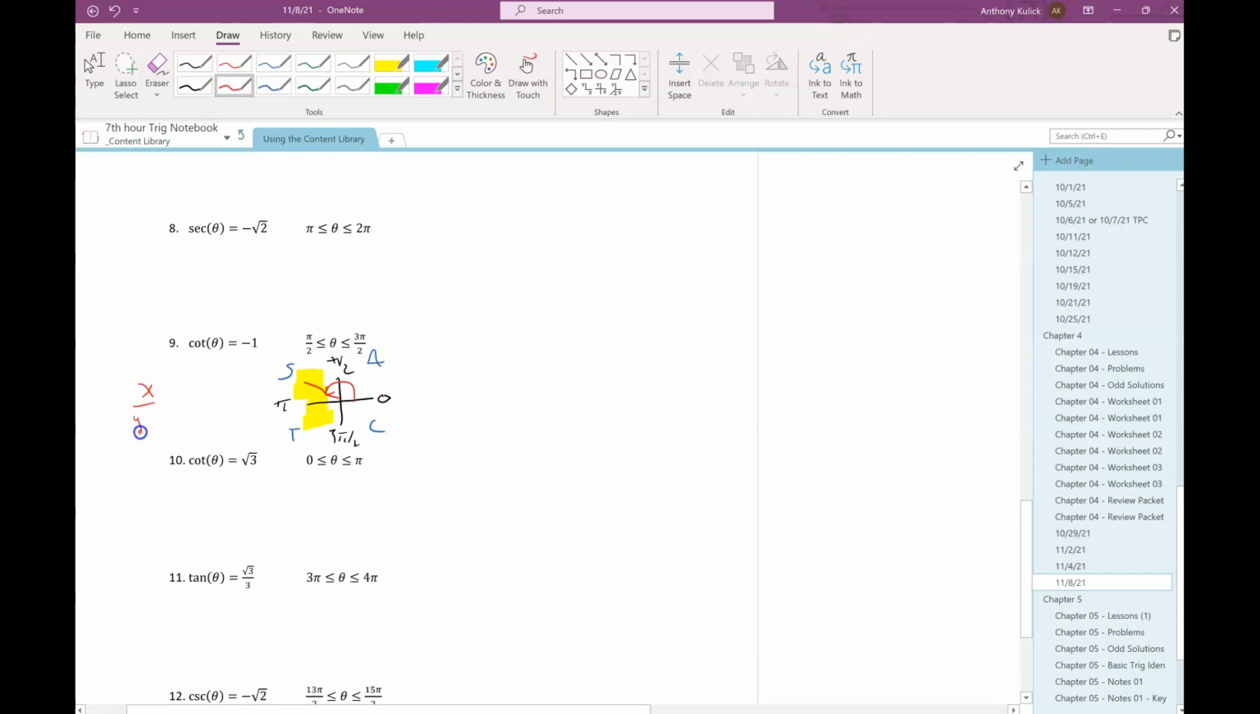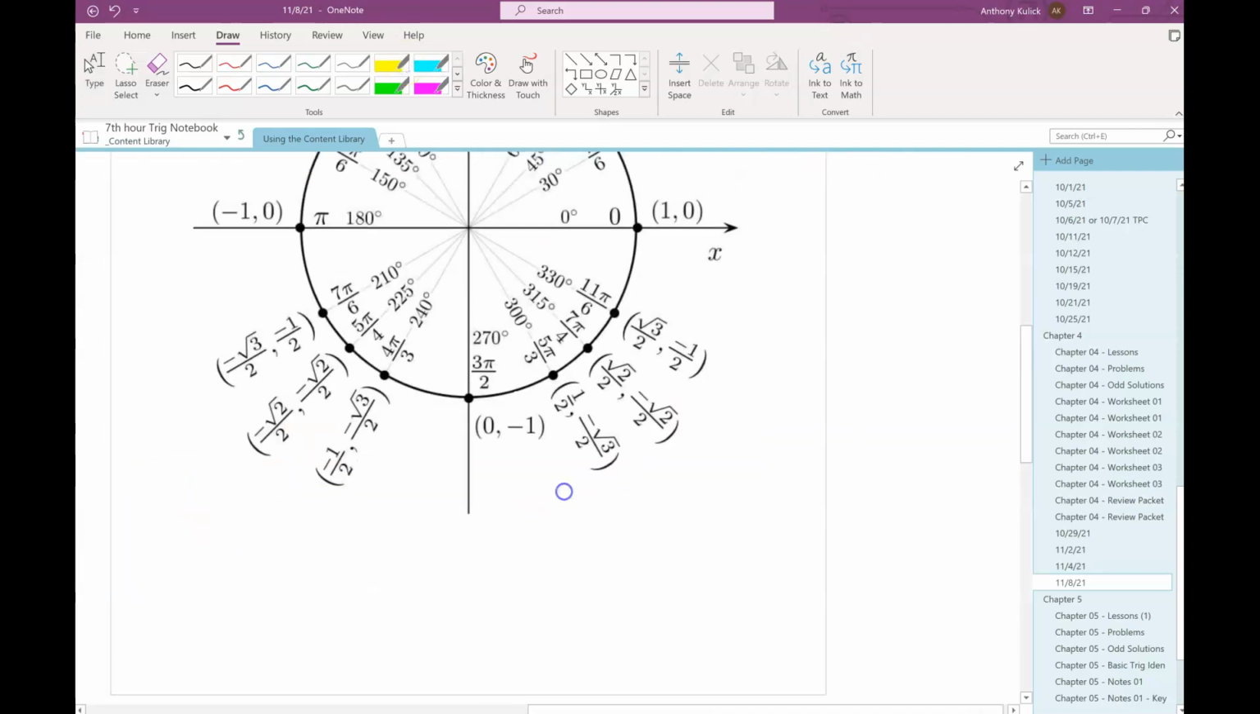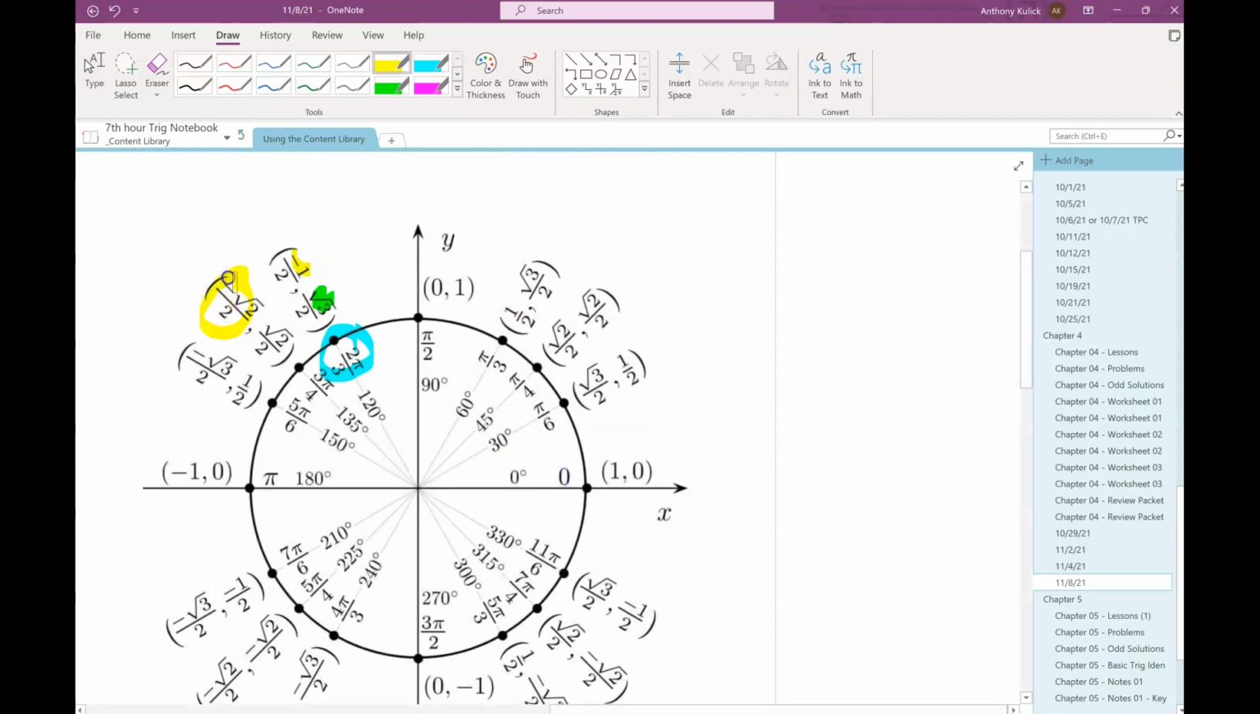So cotangent is x over y. So I'm looking for the place where x over y equals -1. Or if you think about it, we could multiply both sides by y, and look for the place where the x and y coordinates are opposite. So if I go to quadrant 2 and look for that place, that's here. So it should be 3 pi over 4.